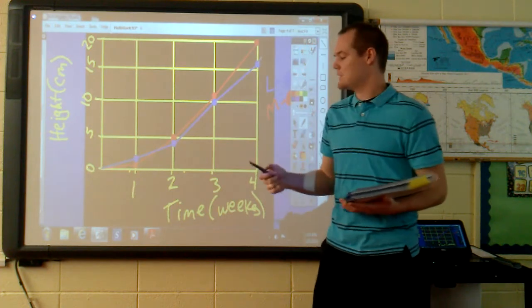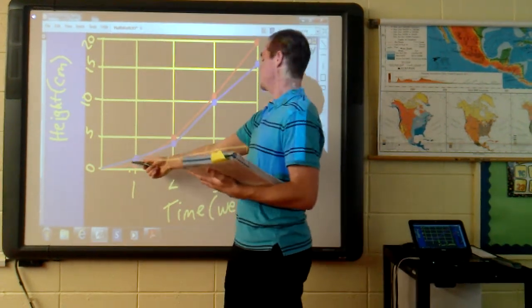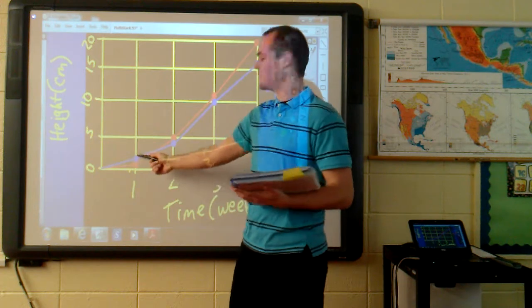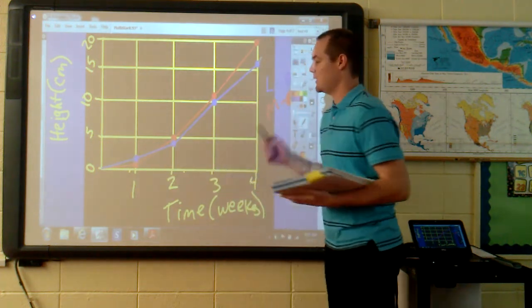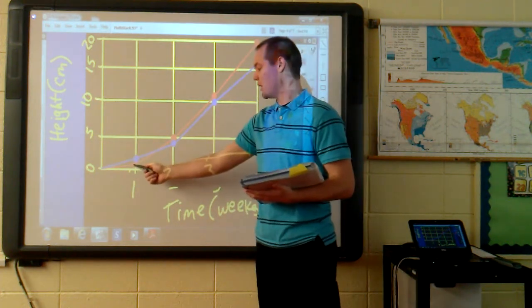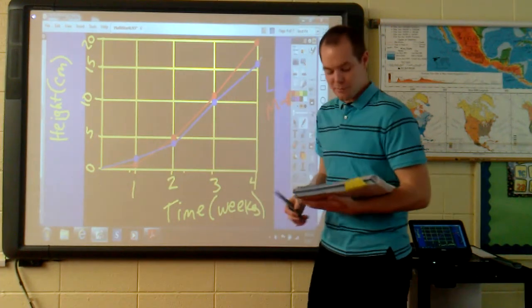Okay, and we can clearly see that Lonnie's seedling started off growing a little bit faster, but ended up being behind Maya's. Maya's started off a little bit slower, but then kind of took off.